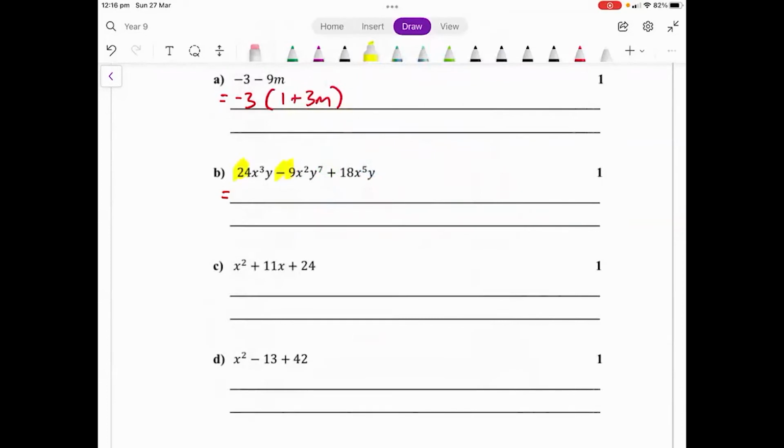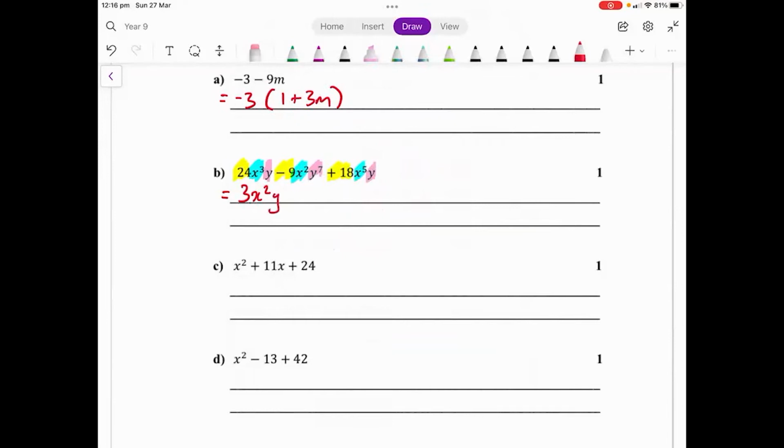Question B is another factorization question. 24, minus 9 and plus 18 have a highest common factor of 3, so that's for the numbers. Then I look at the x's. The most x's I can take out is 2, so that's x squared. And I look at the y's. The most y's I can take out is y.